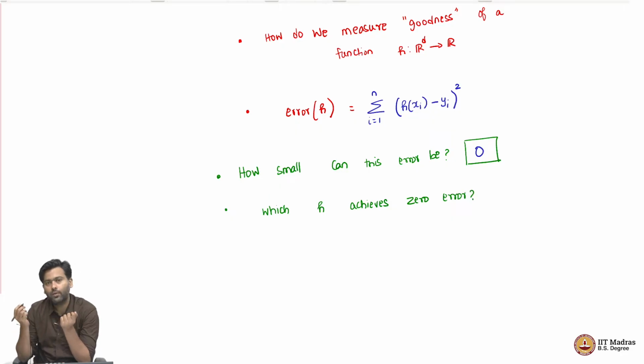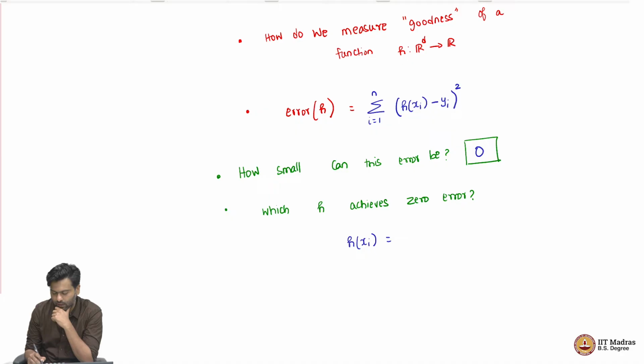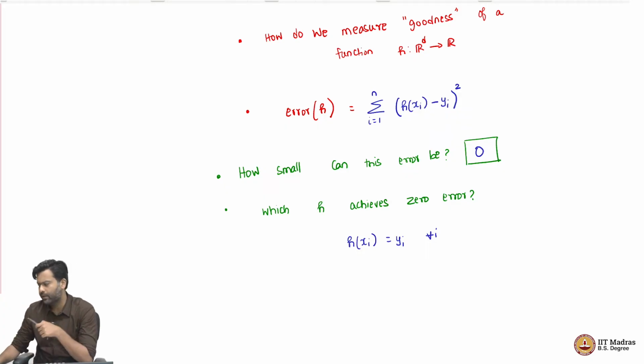Now what is the property of the h that achieves 0 error, right? If you stare at this error function that we have put down for a while, you will realize that the h that achieves 0 error is the one that satisfies h of xi equals yi for all i. Only then our prediction and the actual values match, and we will have 0 error, right?